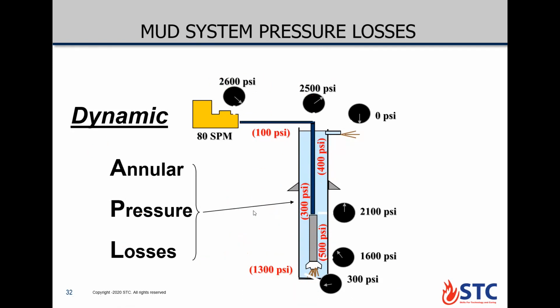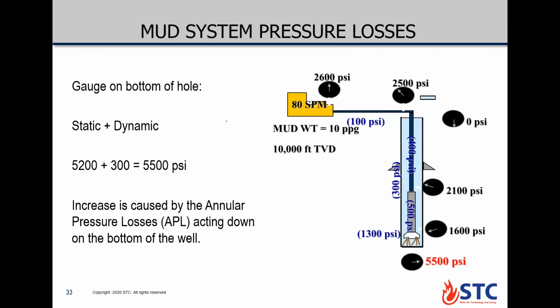If we need to calculate the bottom hole pressure in a dynamic situation, with pump pressure and pumps running, it will be the hydrostatic pressure of the static case plus the dynamic effect of the APL, annular pressure loss, 300 PSI. So now the bottom hole pressure will be 5,500 PSI. This increase is due to the effect of the annular pressure loss acting downward.